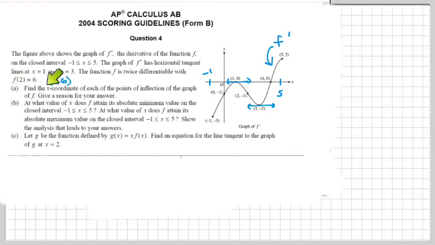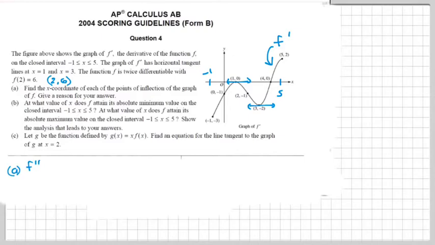A says, find the x-coordinate of each of the points of inflection of the graph of f. f, not f prime. Give a reason for your answer. So how would we find a point of inflection? Do you guys remember what points of inflection are? Is that when you draw the line and then you plug in numbers? Yes, like a sign line graph? Yeah. So this would be the second derivative test.